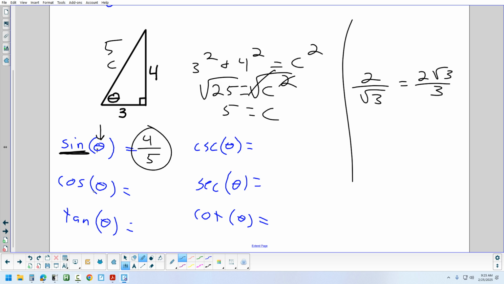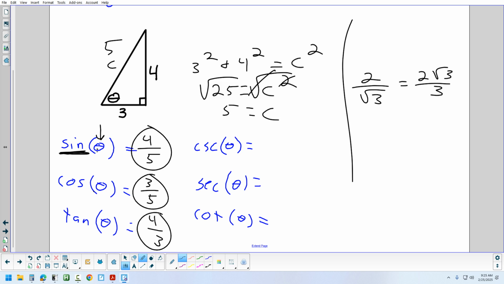How about the cosine? What's my formula for cosine? Yep, just adjacent over hypotenuse, which in this case is 3 over 5. And my formula for tangent? Opposite over adjacent. So in this one we would have 4 over 3. And that's one we could have done without finding the hypotenuse.